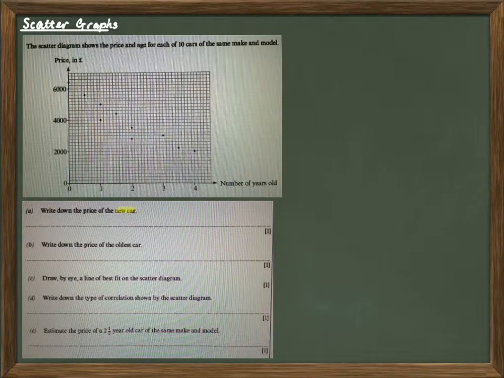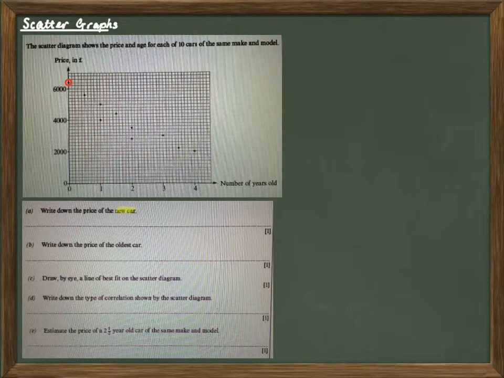Part A, write down the price of the new car. Now, obviously, new car refers to how old it is. If it's new, you have to think carefully here. It isn't 1 year old. It isn't half a year old. It isn't 2 months old. If it's brand new, which you have to assume it is, it's 0 years old. So this point is going to lie somewhere above 0 on the x-axis. So for me, it's going to be that point, which is not that clear, that I've just put a red circle around. Now the next thing obviously is to read off the price, but be careful of the scale, okay?